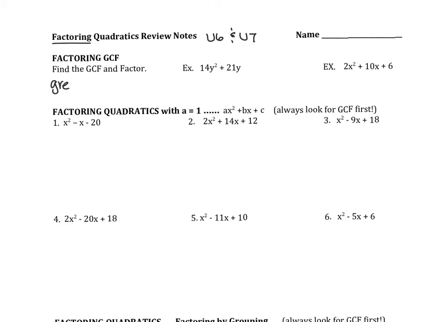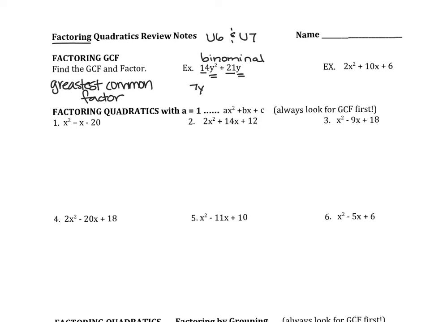GCF stood for greatest common factor. This is basically reverse distribution property. You look at every single term in your polynomial and you factor out the greatest common factor. This first polynomial is a binomial because it has two terms. And these two terms, when I look at the integer part, they both have a 7 in common. And when I look at the variable part, they both have a y to the first power in common. So a greatest common factor here is 7y.